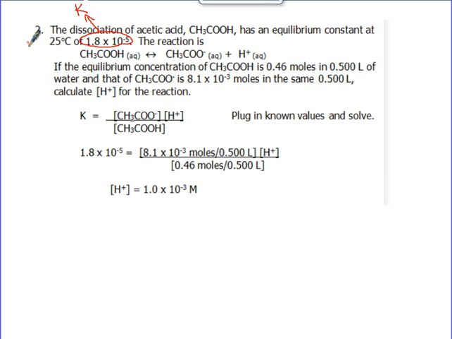All right, and what else did they tell us? The equilibrium concentrations are 0.46 moles of this. There's water. Oh, there's the acetate. There's the volume. We're supposed to find the hydrogen in there. So oftentimes it's good to just organize your data. CH3COOH, here's the reaction.